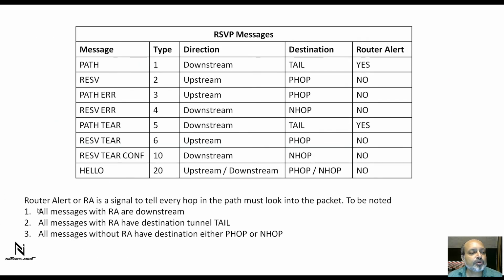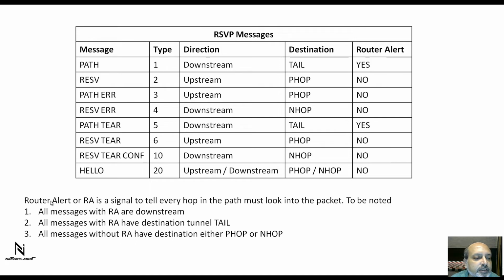Now, something to tell here also. So, router alert. Here we have another column, router alert or RA in short. Now, here you can see a very simple fact, that is, all the messages which are the same message that is directly targeted for the tail, they only have this router alert property, right?